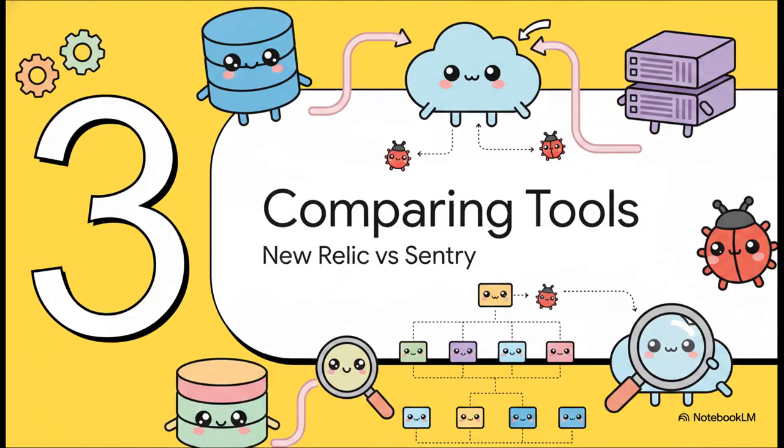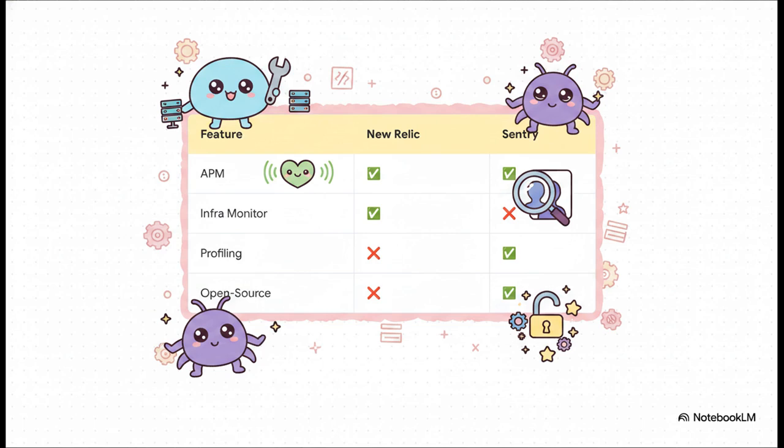Next up, Section 3, Comparing Observability Tools. Now, what's really interesting about this slide is how it breaks down the differences. Because not all monitoring tools do the exact same job, a huge part of the learning curve for beginners is just figuring out which tool to use for which task. Comparing New Relic to Sentry using signals as data, we see both do APM, that general health check we talked about. However, New Relic handles infrastructure monitoring, which Sentry doesn't do. On the flip side, Sentry offers profiling and an open-source version, which New Relic lacks.